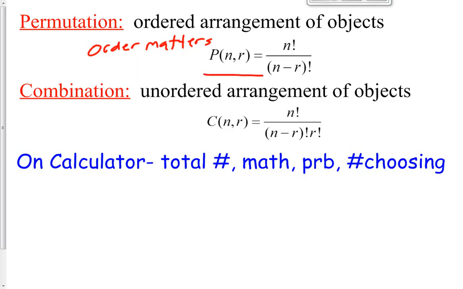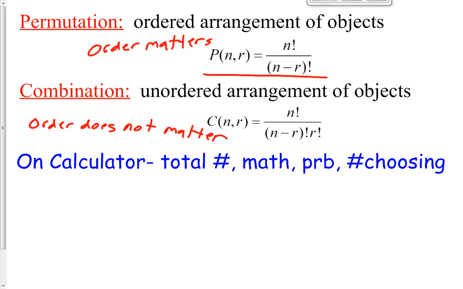Here is how you would do it by longhand. We won't be using that today, but you might get that on a standardized test or something like that, so I'll talk about it. It's n factorial divided by n minus r factorial. And a combination is an unordered arrangement of objects. So that's when the order does not matter.